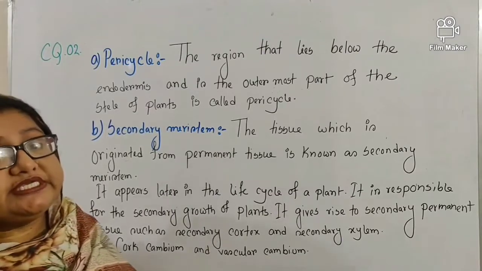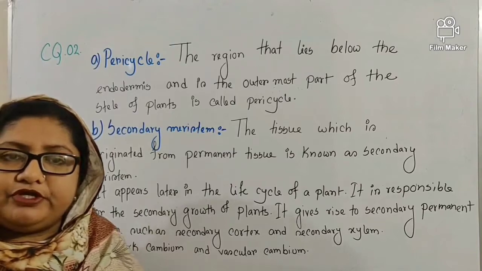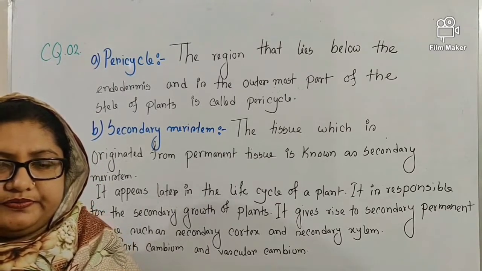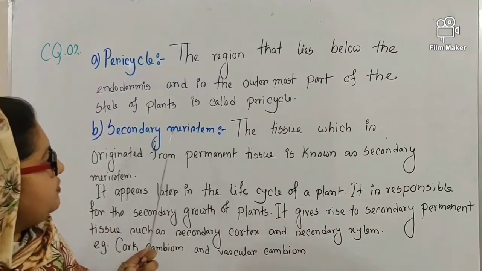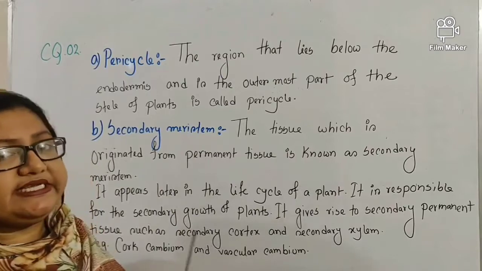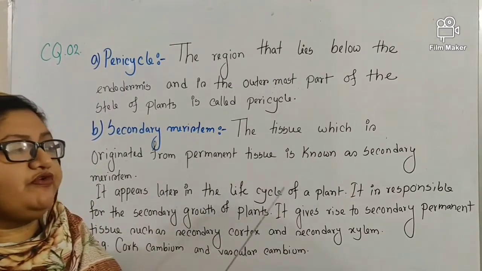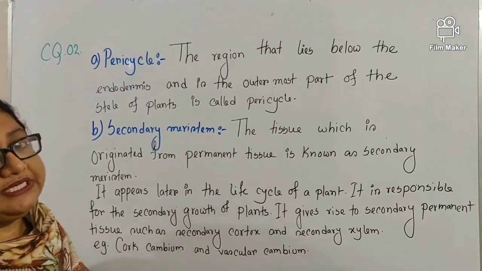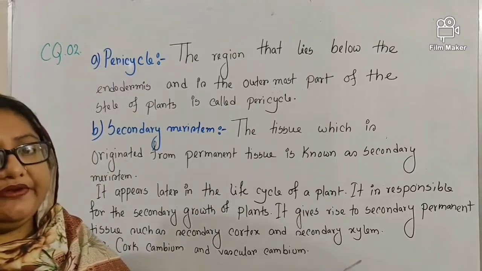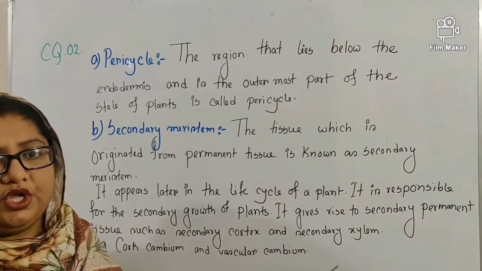The tissue which is originated from the permanent tissue. Permanent tissues are those types of tissue that cannot divide further. So, the tissue that originates from these permanent tissues is called secondary meristem. It appears later in the life cycle of a plant and it is responsible for the secondary growth of a plant, and it gives rise to secondary permanent tissues such as secondary cortex and secondary xylem.